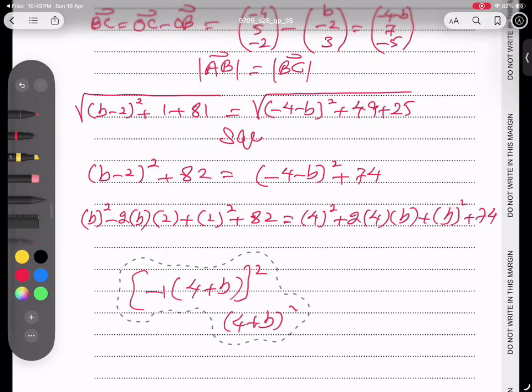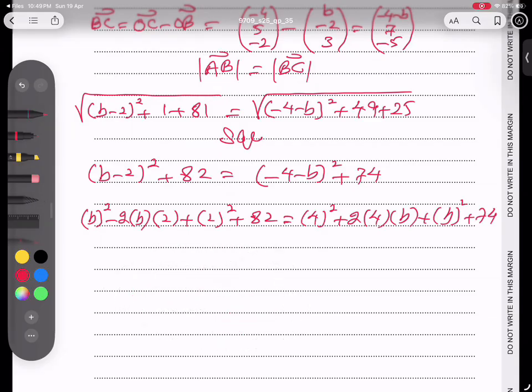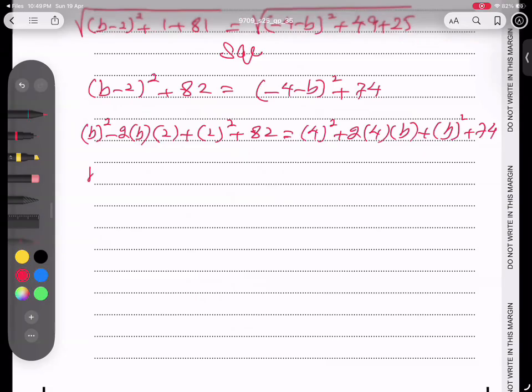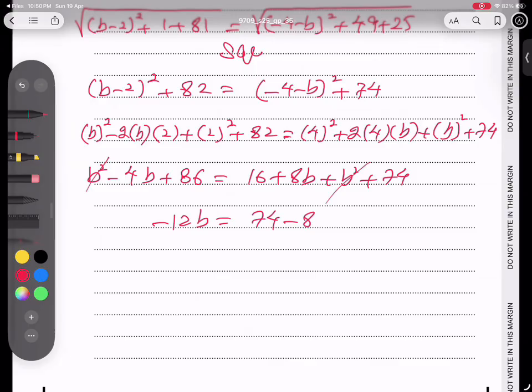So this point was technical, and I hope you got the point. Here I got b square, negative 4b and plus 4, 4 and 20, 82. It becomes 86. 16 plus 8b plus b square plus 74. So if you check it carefully, this b square cancels out. So we are getting this 8 goes there, so negative 12b. And from 74, 86 subtract.